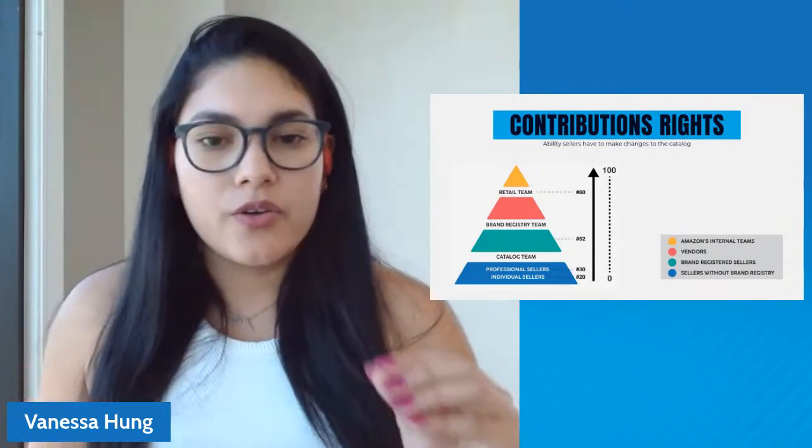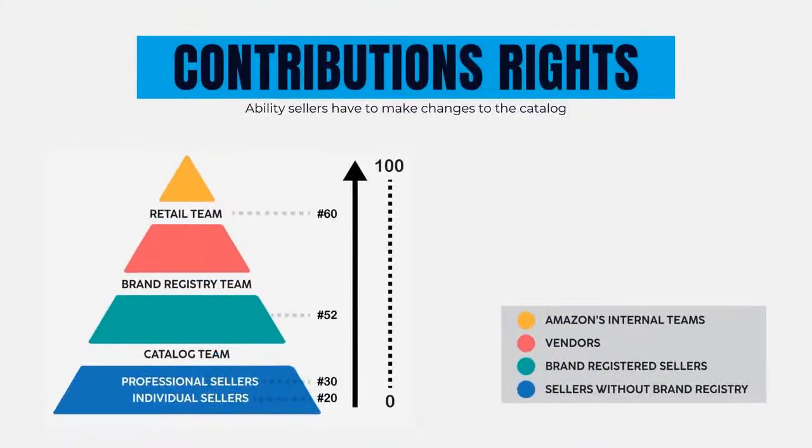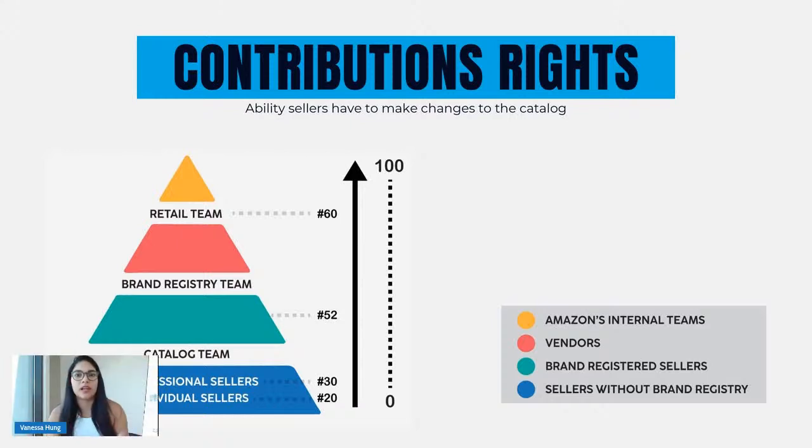In the lower part, in the blue section, I have professional and individual sellers, correct? Those are the sellers that don't have brand registry, as you can see in the legend on the side, the blue, and those have points. The contribution rights pyramid works on points. Each time you contribute to the catalog, because of the type of seller you are, you get a basic point system. The only way to override information is by having the same or better points, or higher points, than the person, seller or team that is contributing that.